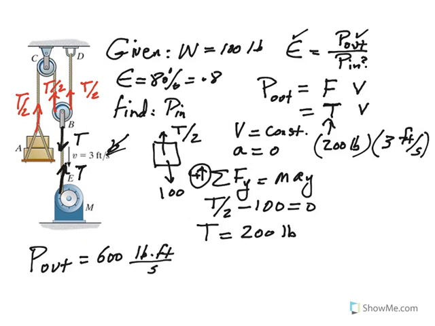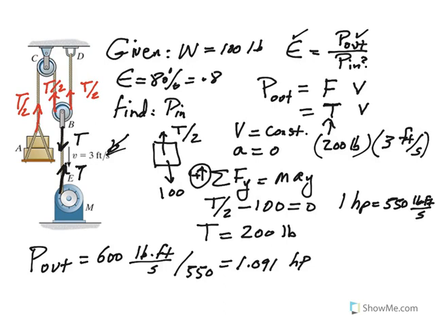Now you guys know the conversion factor: 1 horsepower is equal to 550 pound-foot per second. Therefore, if you want to get this in horsepower, just divide it by 550. So that is about 1.091 horsepower, almost 1.1 horsepower. And remember, that's the power output. This motor is 80% efficient.